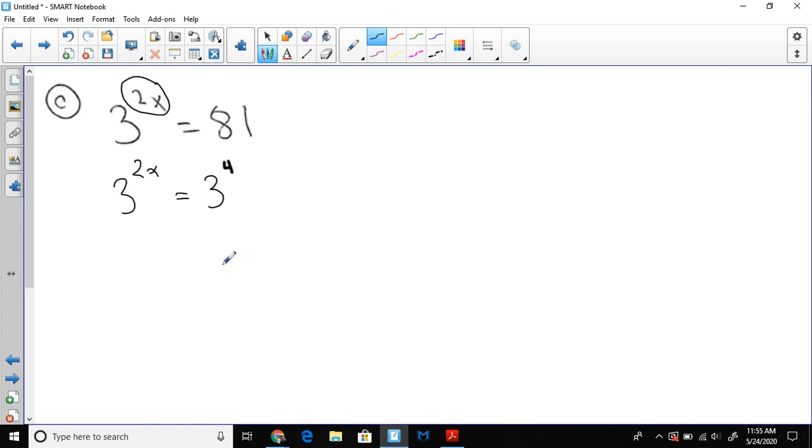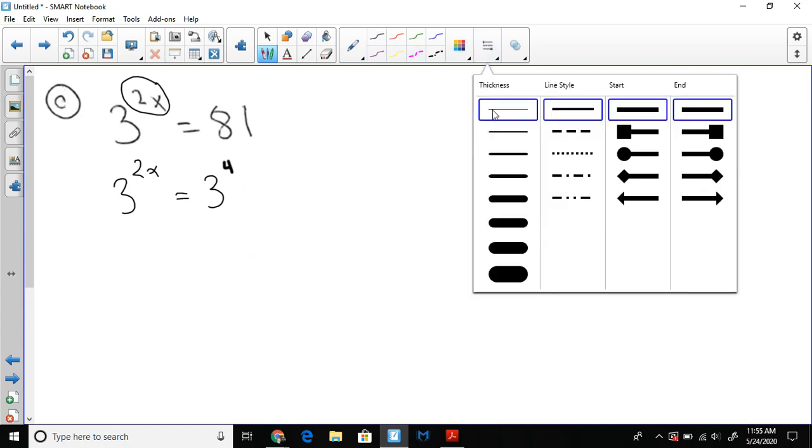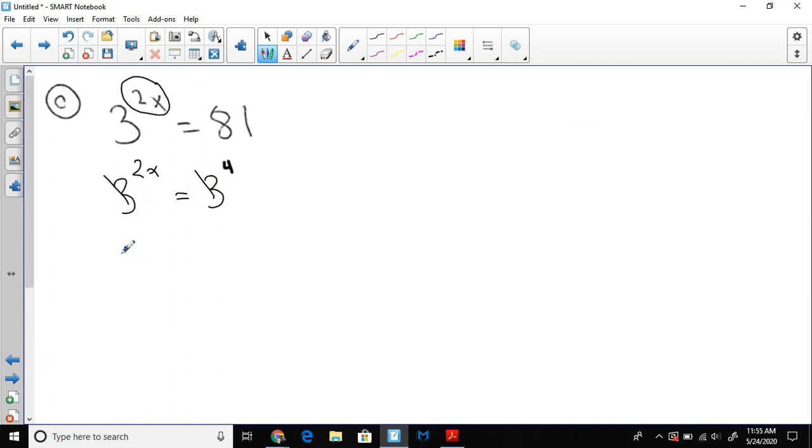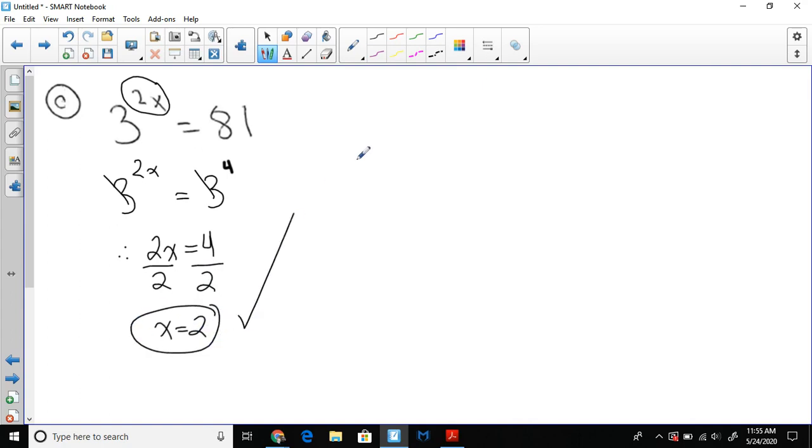So my exponent now is 4, and then once I have the same base, right, 3 and 3, I can kind of ignore the bases now, and then I just equate the exponents. So I have 2x equals 4. Well, obviously this is now just a simple linear one. x equals 2, and that is all.